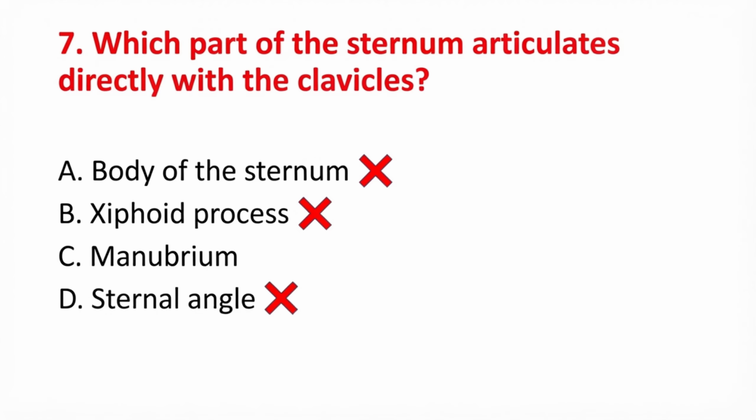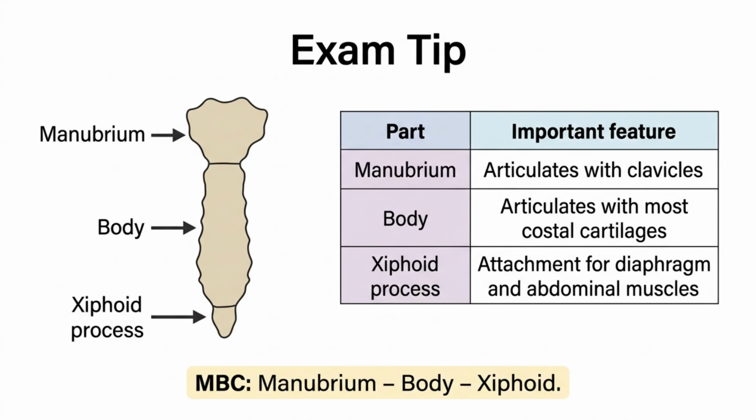Here is an exam tip. Remember the three parts of the sternum in order from the top to the bottom: manubrium, body, and xiphoid process. Also remember that the clavicles articulate only with the manubrium, making it an important anatomical landmark. Okay? Let's go to question 8.